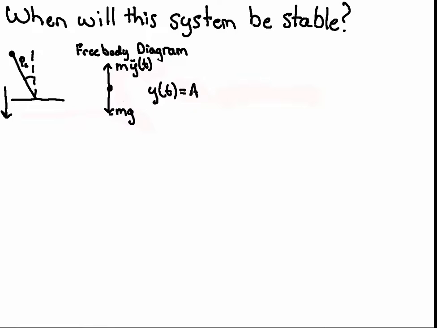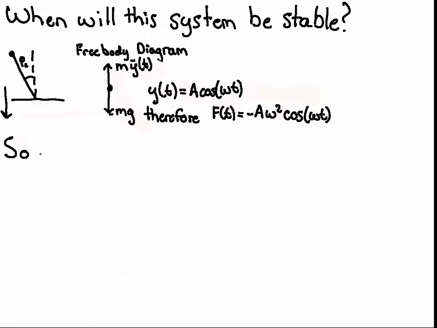Let y of t be a sinusoidal forcing function, y of t equals a cosine omega t. Therefore, the pseudoforce is given by f of t equals negative a omega squared cosine omega t.